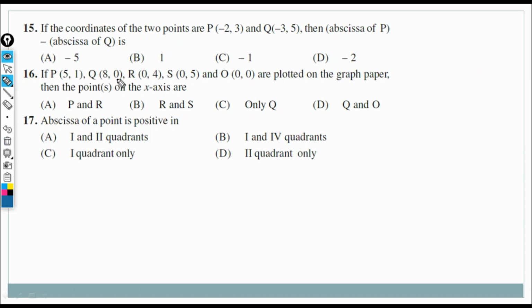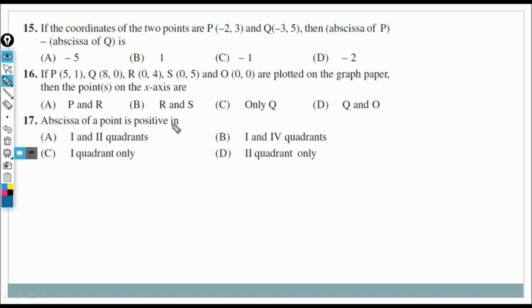P5, 1, Q8, 0, R0, 4, S0, 5 and O0, 0 are plotted on the graph paper. Then the points on the x-axis. इसमें के कौन से पॉइंट्स x एक्सिस के ऊपर है ये देखना है बच्चों. x एक्सिस के ऊपर पॉइंट है तो y कोऑर्डिनेट 0 होना पड़ता है बच्चों. So y coordinate is 0 on x-axis. So Q and O we can say. So D will be our answer.